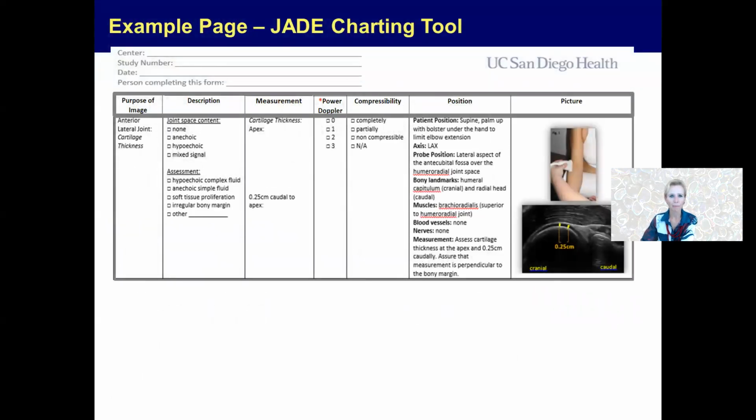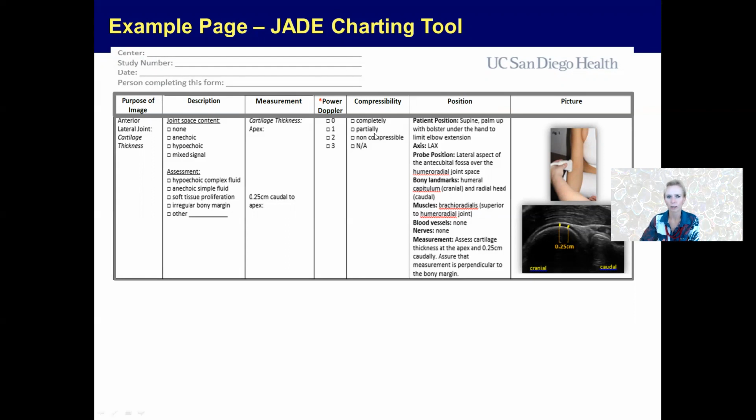And this is an example of the JADE charting tool. By the way, this can be moved into EPIC or into an electronic medical record where you just have to click off rather than cross off certain things, and at the end you will get a fully automated report. It shows here the purpose of the image. It shows the landmarks and what it should look like on ultrasound. You can cross out the description of joint space content, provide an assessment, and then chart certain measurements depending on the picture.